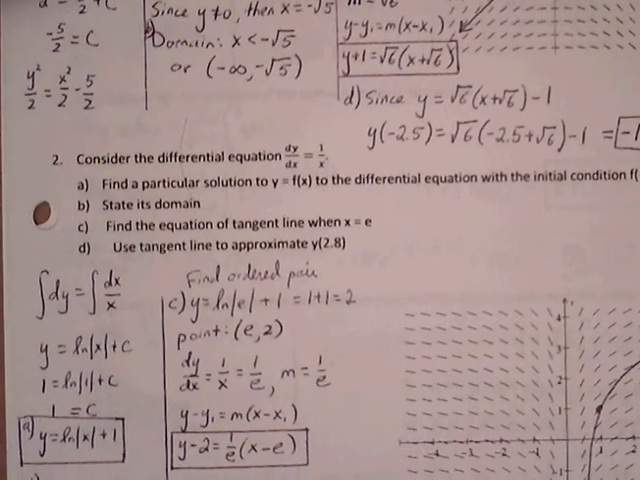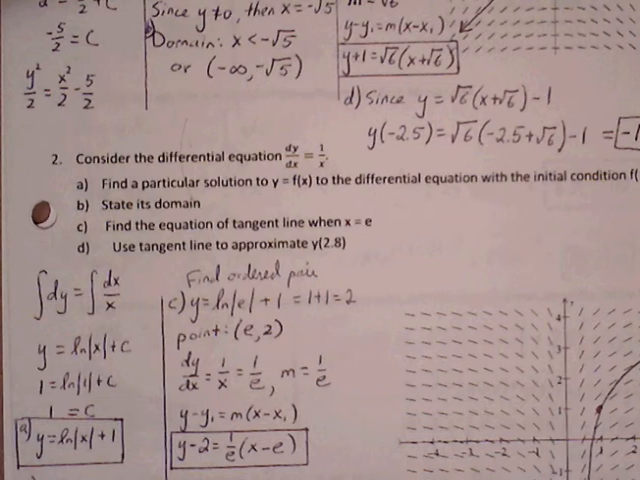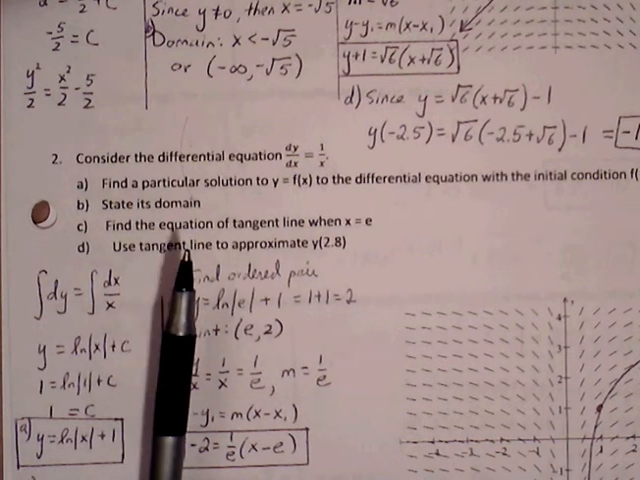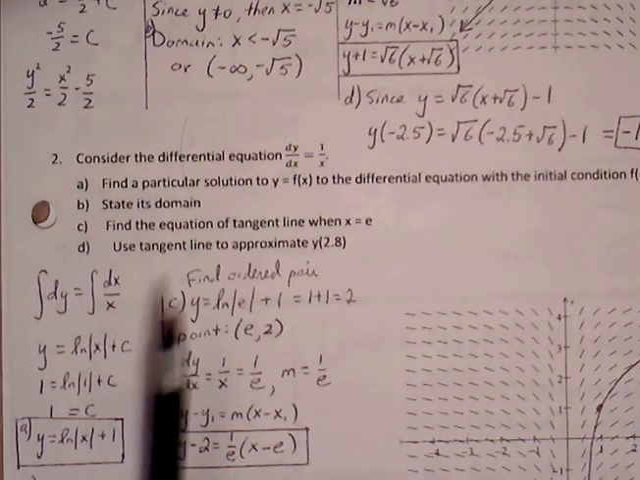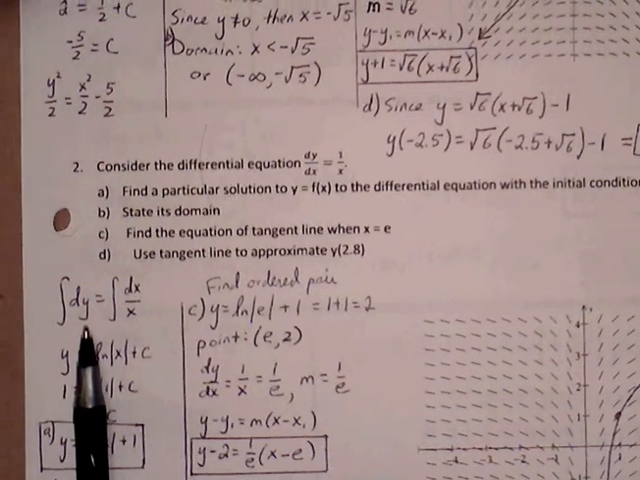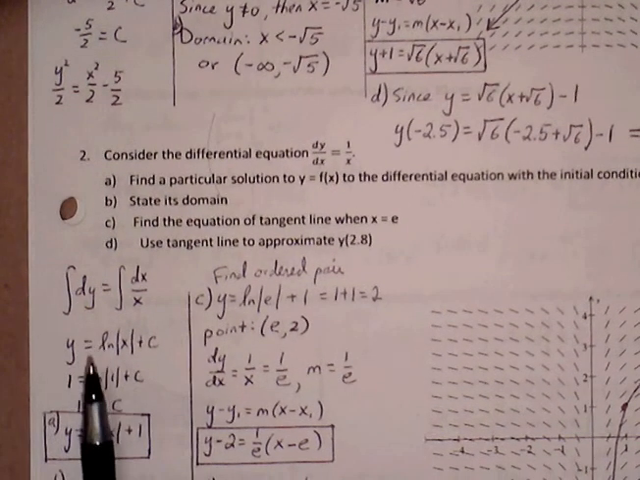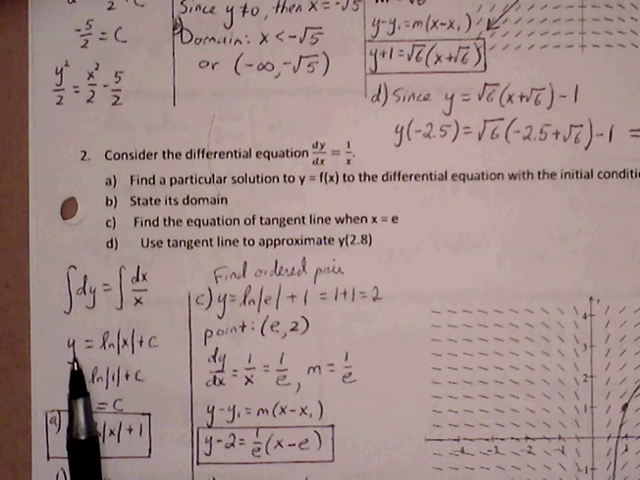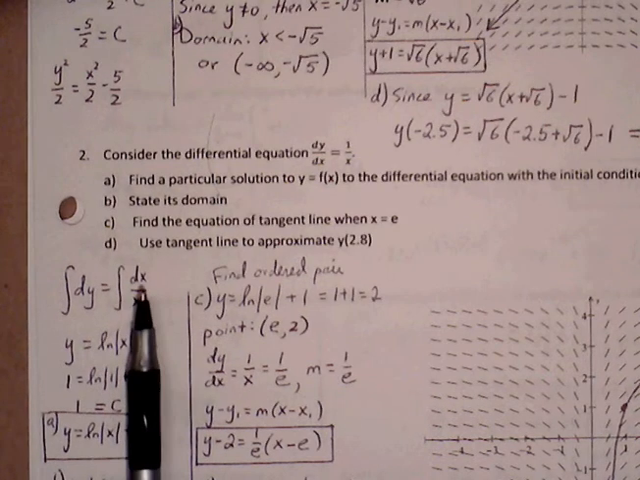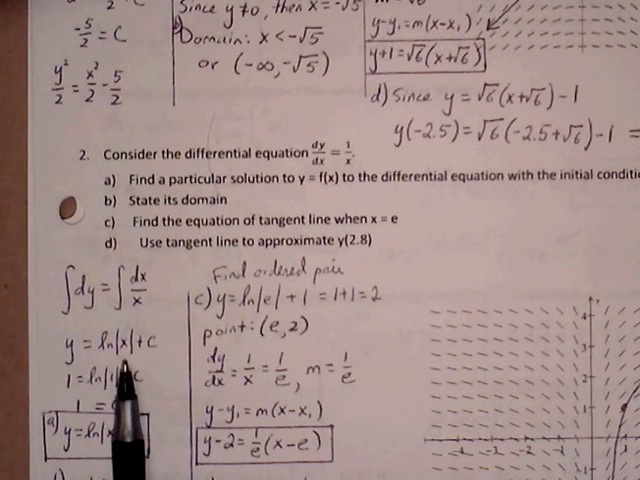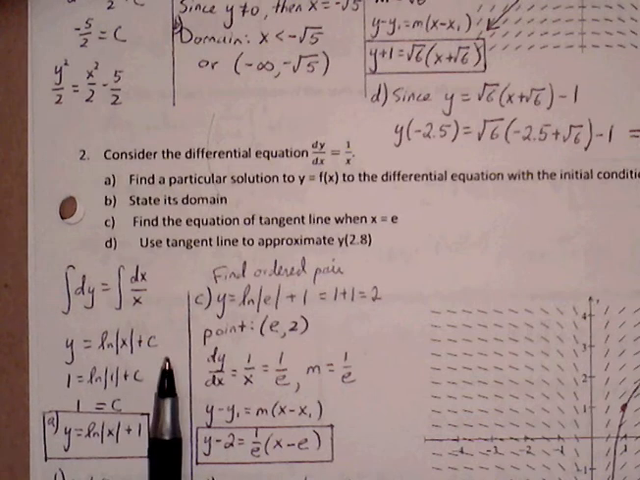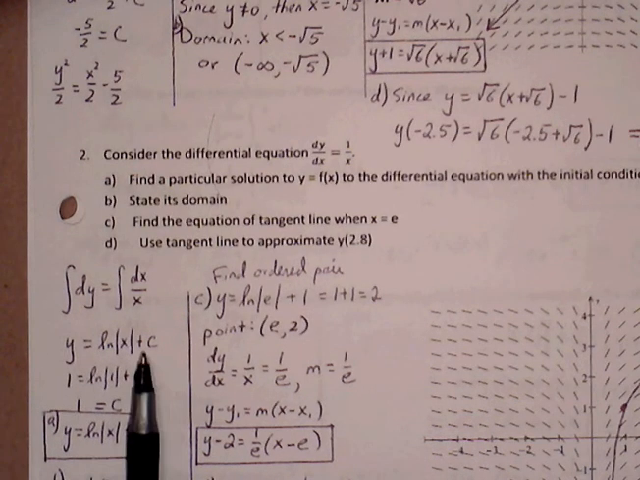Right, number 2, we have the differential equation, dy over dx equals 1 over x. So we follow the same steps here. Find the particular solution. So we separate the variables. Y is on the left, x is on the right. The left side is simply just going to be y. And the right side, this is in the form of 1 over u, so natural log of the absolute value of x plus c.